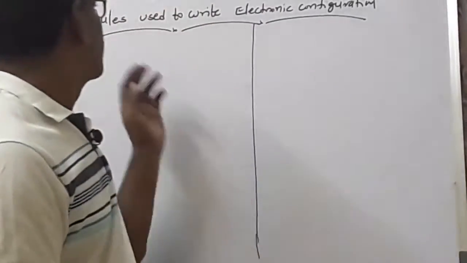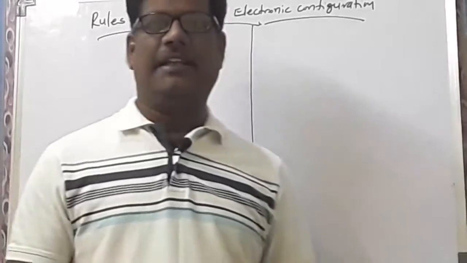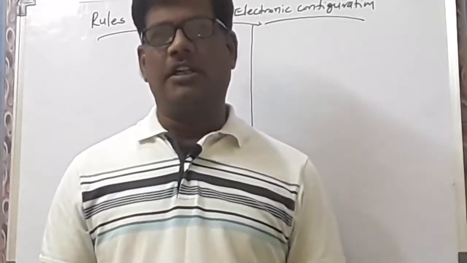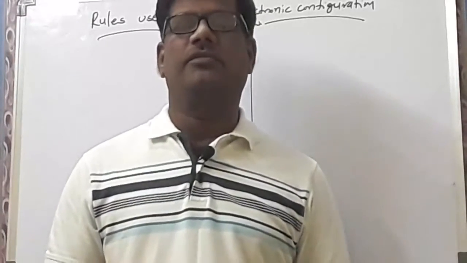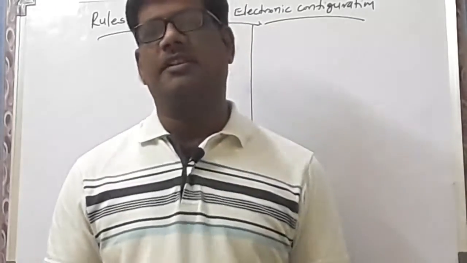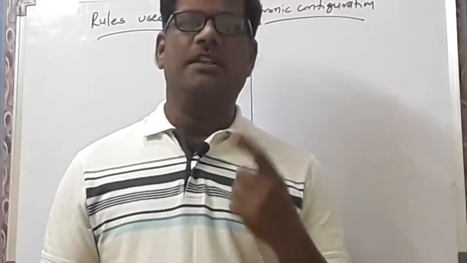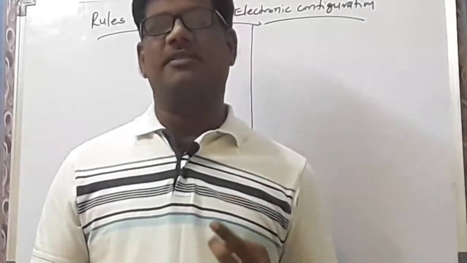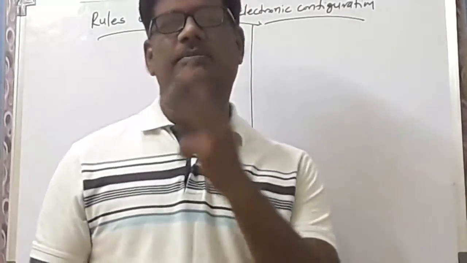Today my topic is rules used to write the electronic configuration. In order to write the electronic configuration, we have to follow some rules. How many rules do you have to follow? We have to follow 3 rules. One is called the Pauli's Exclusion Principle, Aufbau Principle, Hund's Principle.